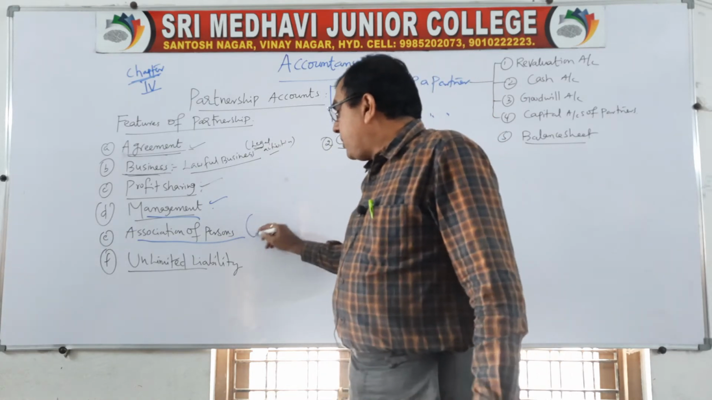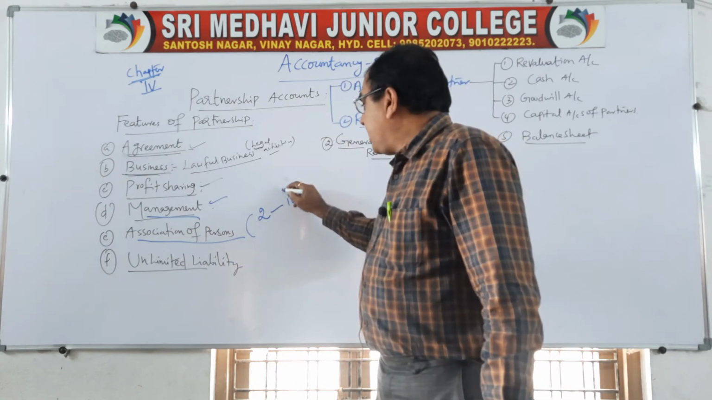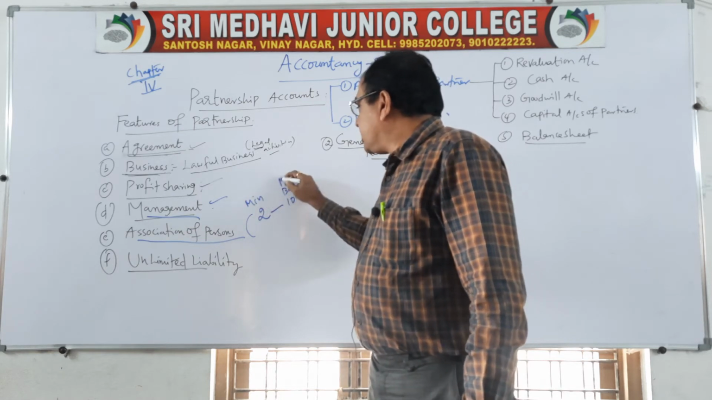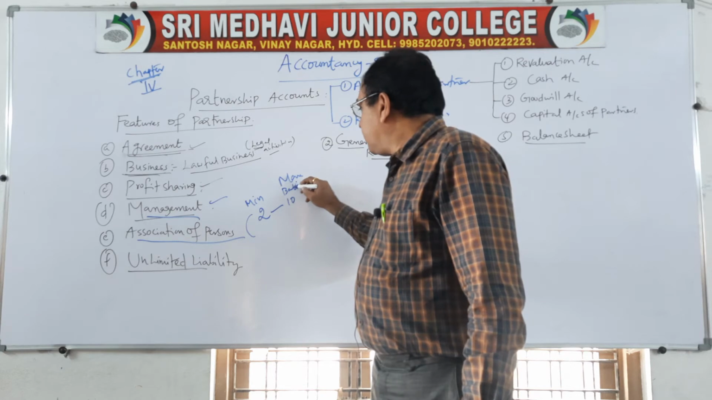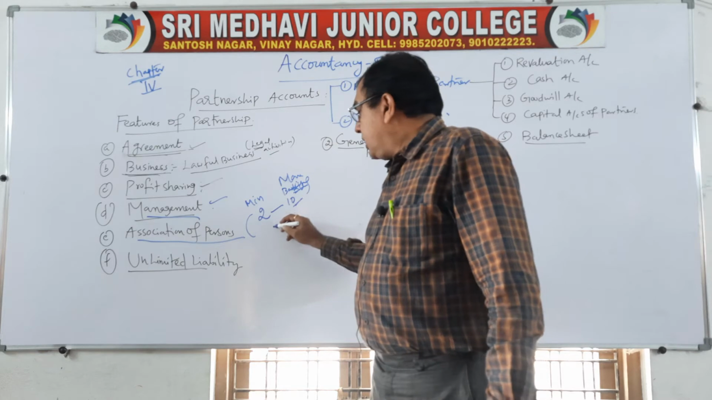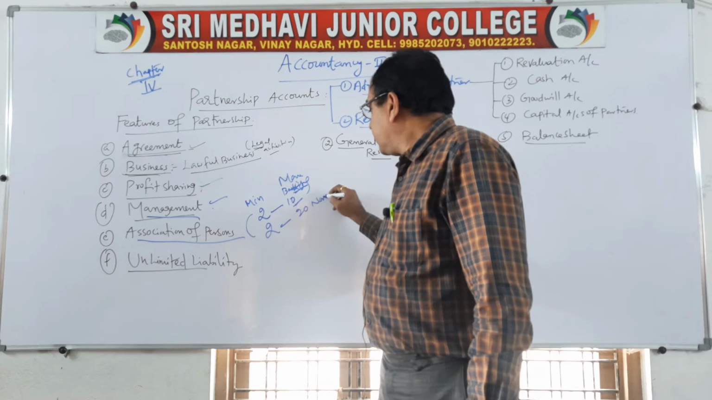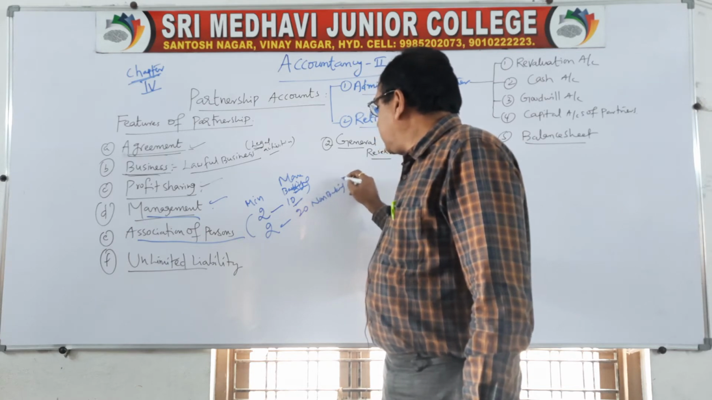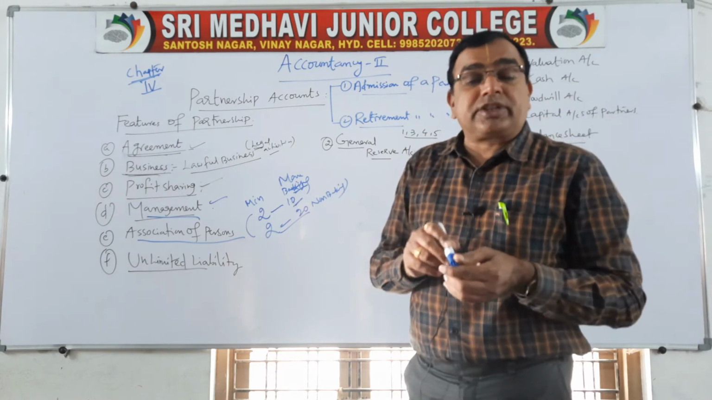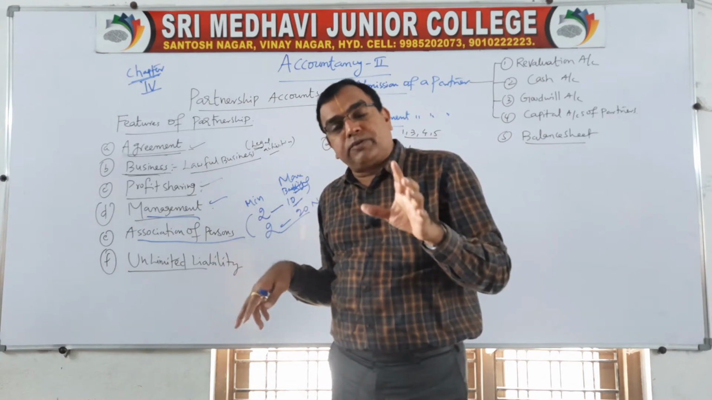Remember that for any partnership business, the minimum number of members is 2, and in case of banking, the maximum must be 10. In case of non-banking business, minimum 2, maximum 20. So this many people can be allowed as partners. You cannot take 30-40 members as partners. Remember this point. Minimum 2 members are required for any partnership firm.